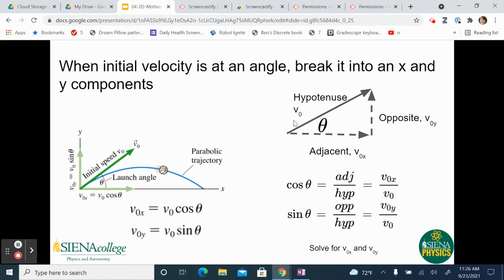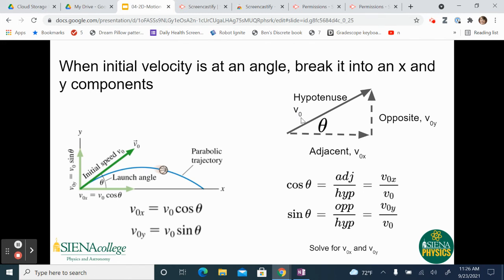And so if we think about our velocity as the hypotenuse, our component in the y direction is the opposite, and our component in the x direction is adjacent. And notice my subscripts here. A lot of times students struggle with subscripts. They're not really sure what they mean. So a subscript just tells you more about the quantity or the variable. So this is my variable, it's velocity.